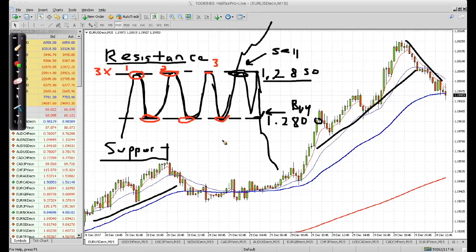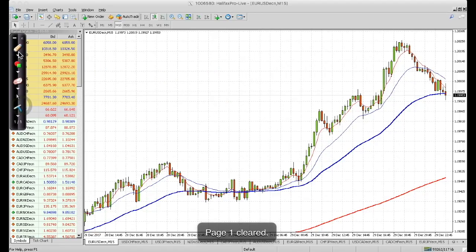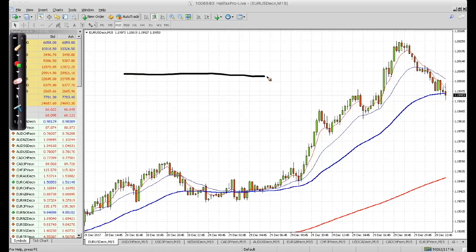The other important thing to understand about resistance and support is that it is not a defined line per se. It's more like a zone. Okay, more like a zone. So what do I mean? Let me draw it one more time. Okay, so a lot of people think that resistance is a line like that. That's resistance, right? Resistance. And support is, again, another line like that, support.